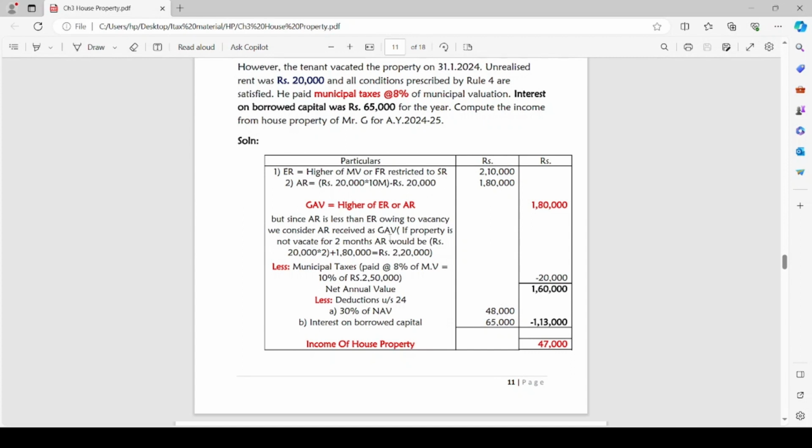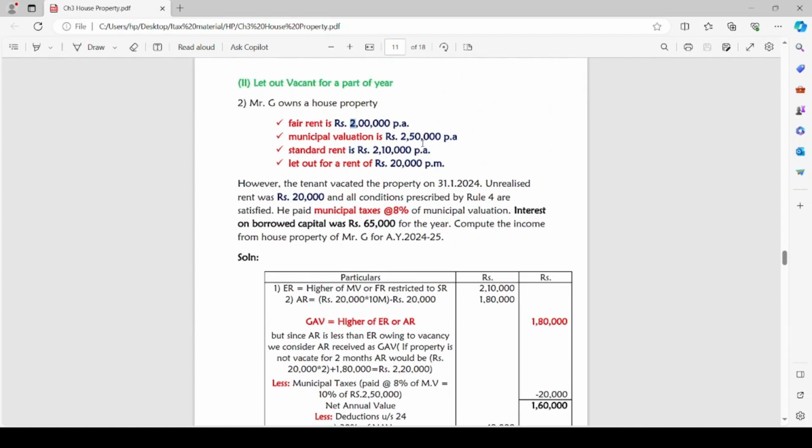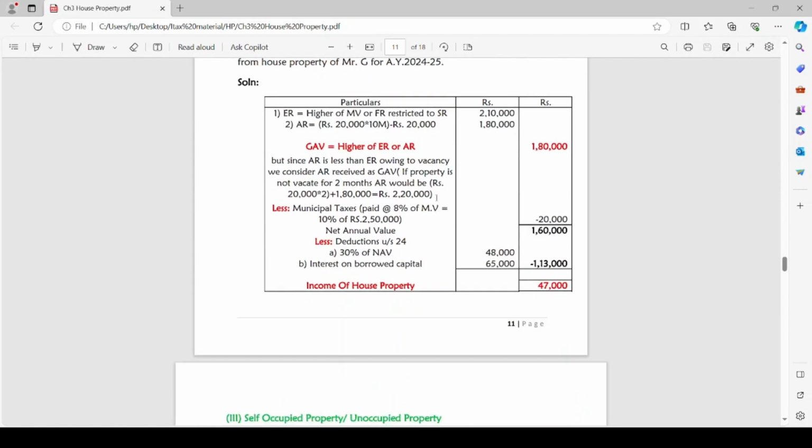The next step, deduction of municipal taxes. The municipal taxes are paid at the rate of 8% of municipal valuation. Municipal valuation is rupees 2,50,000 per annum. So 8% of 2,50,000. I think there is a mistake in the material here. 8% of municipal valuation, 2,50,000 is rupees 20,000. After deducting 20,000 municipal taxes from 1,80,000, that is the gross annual value, we arrive at net annual value of rupees 1,60,000.